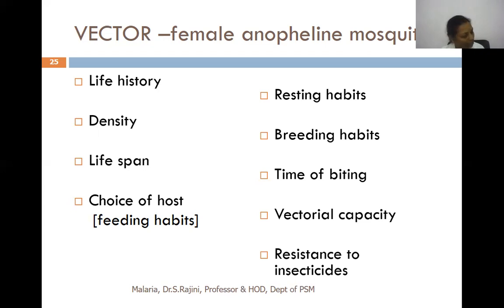Resting habits. So you all know resting habits after a blood meal, some mosquitoes rest indoors on the walls for quite some time. So they rest indoors and some rest outdoors. So the behavior pattern is known as endophilia.